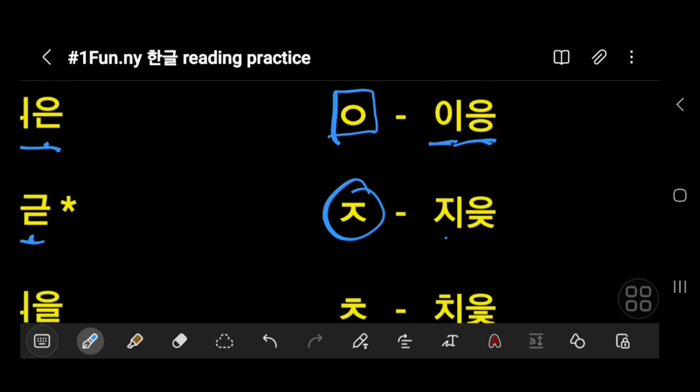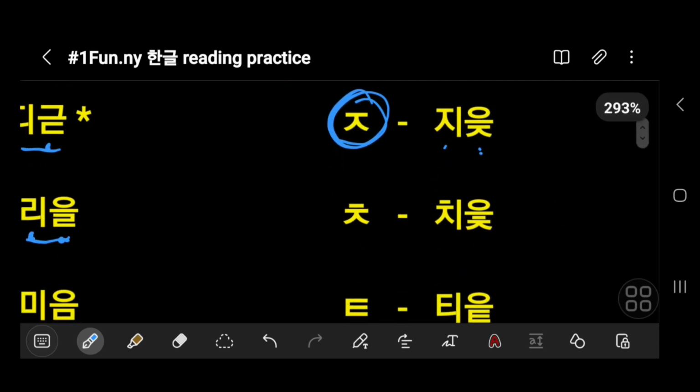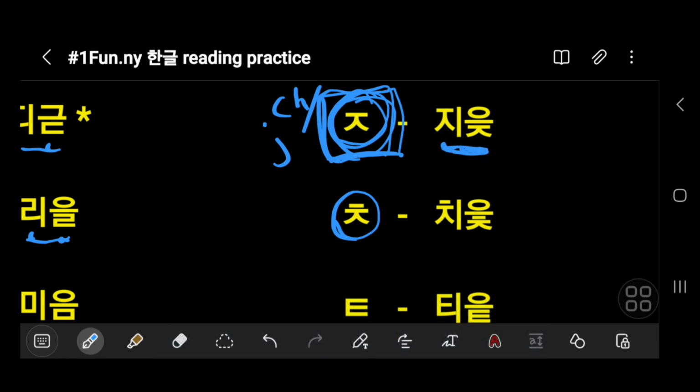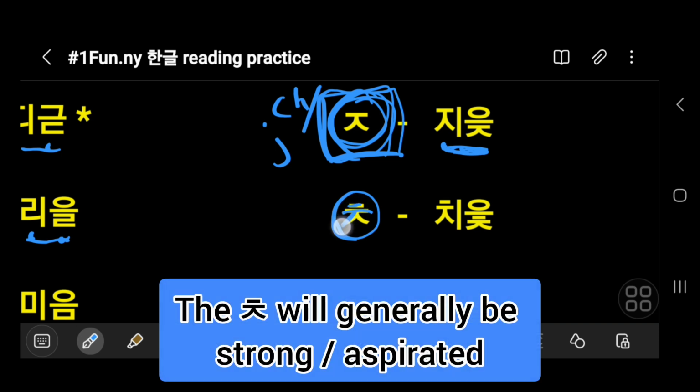This guy here, chi-ut, is a regular name, and they're regular from here on out. This one can be sometimes a CH sound in English or sometimes a J sound, but when this one is a CH sound, it is a much softer CH sound. Like here, chi-ut. It's quite soft and standard, but then here, because it's got this little extra guy on top, this is the strong CH, the aspirated. It's got a bunch of extra air coming out.